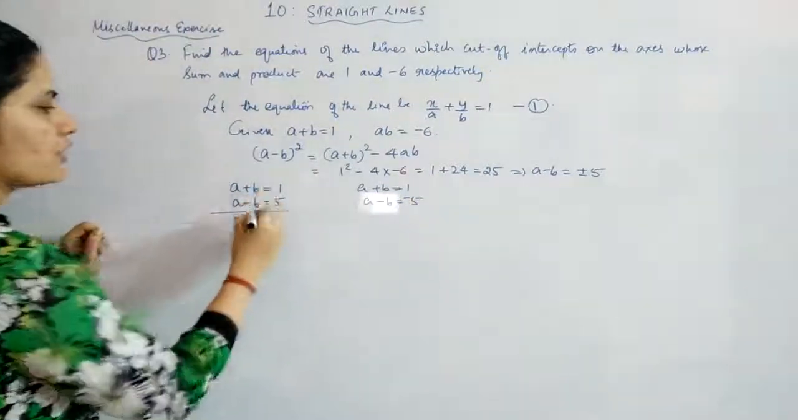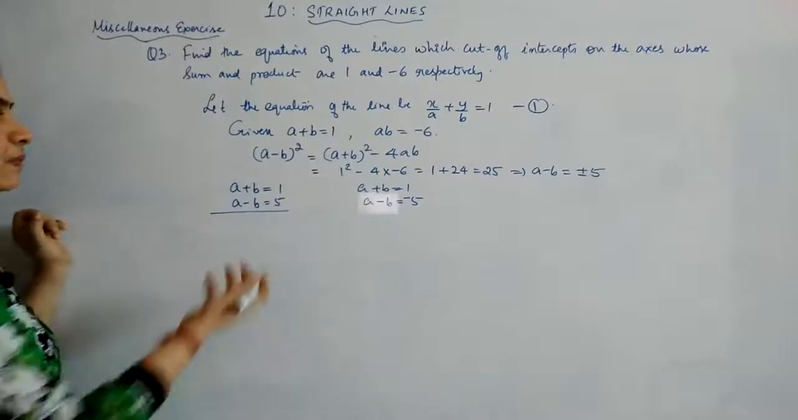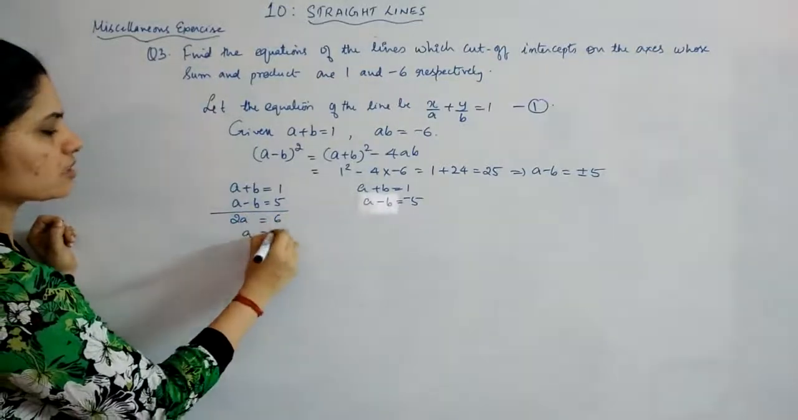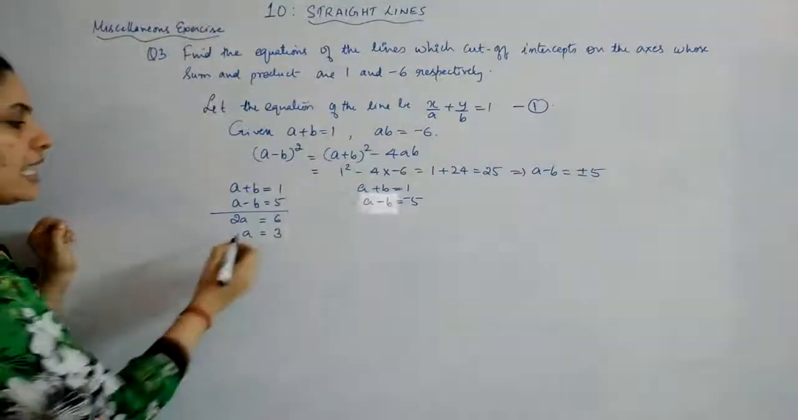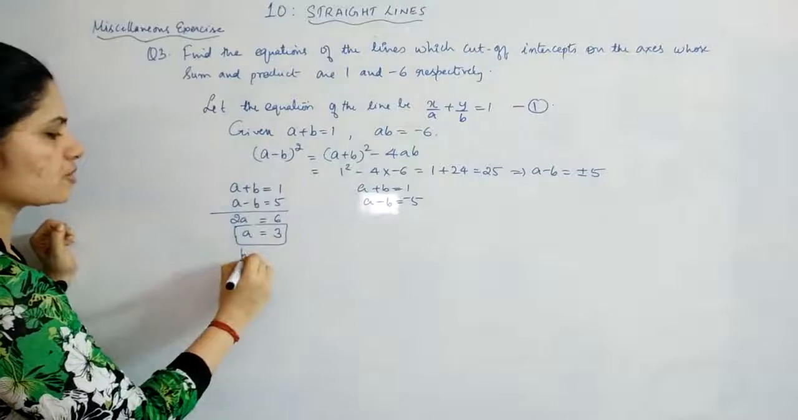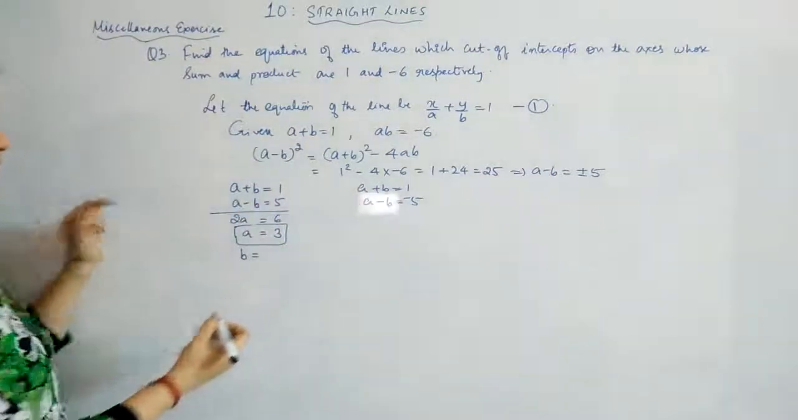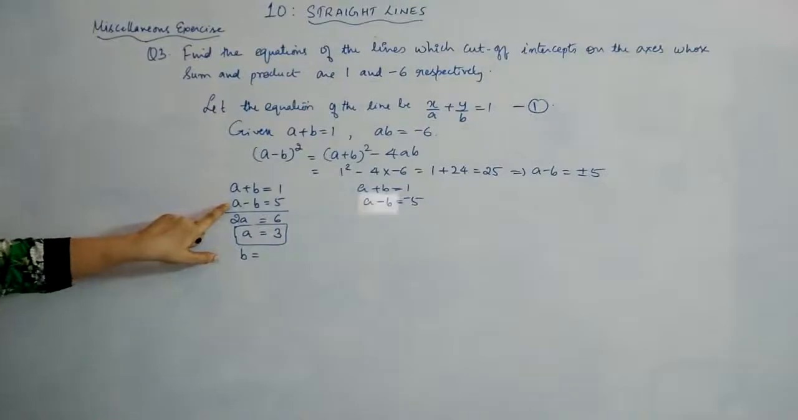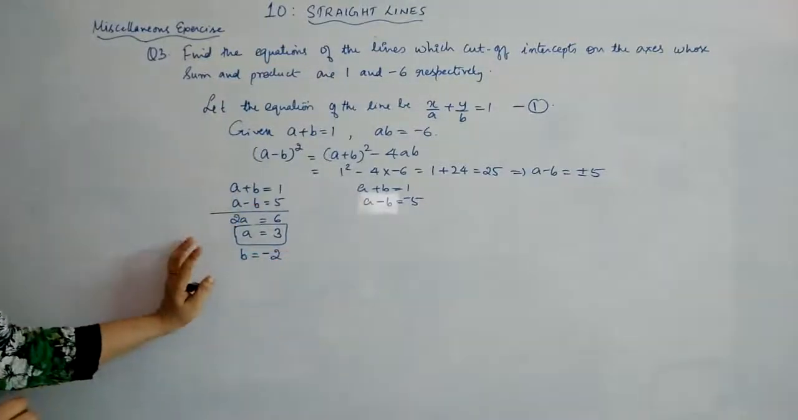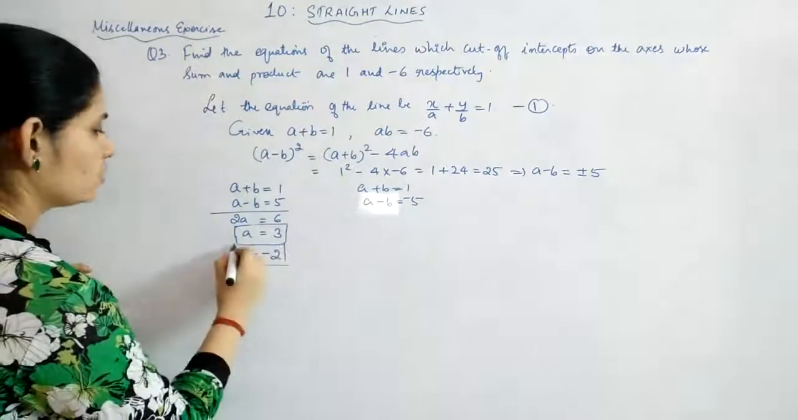Okay, so solving this, you can use the elimination method or any method which you know. Here you will get 2a is equal to 6, or a is equal to 3. And when a is equal to 3, you can just replace it in any one of the equations to get what b is equal to. Here, b is equal to 3 minus 5, which will give you minus 2. So b is minus 2 when a is equal to 3. So these are the two combinations you are getting.